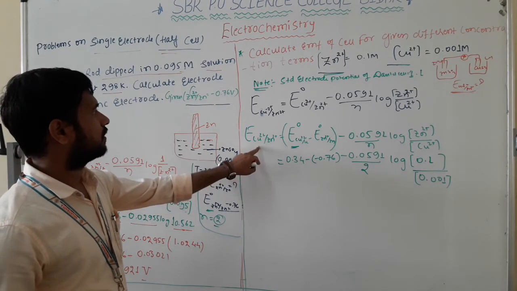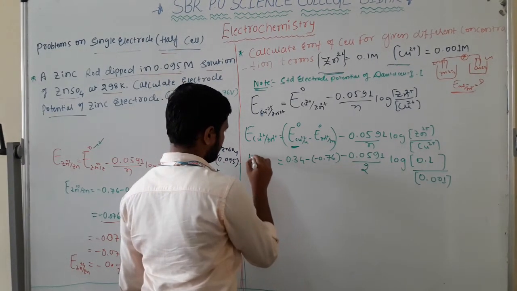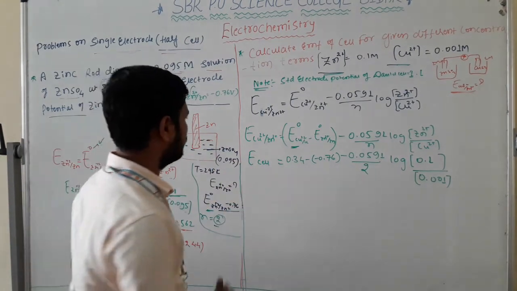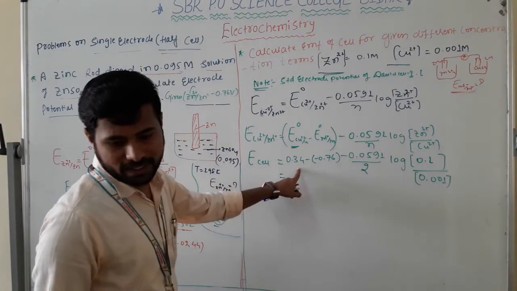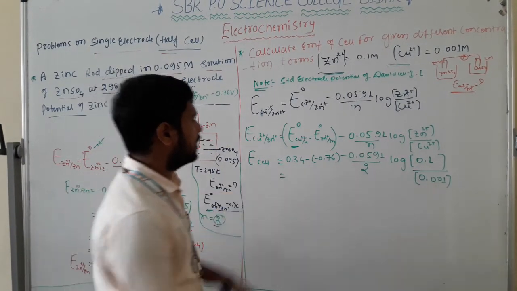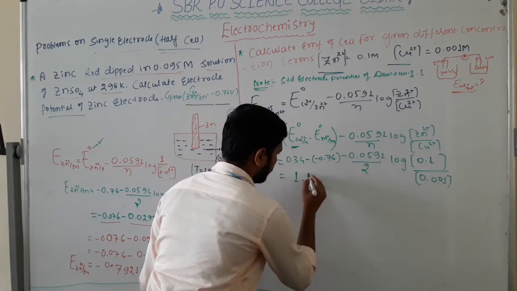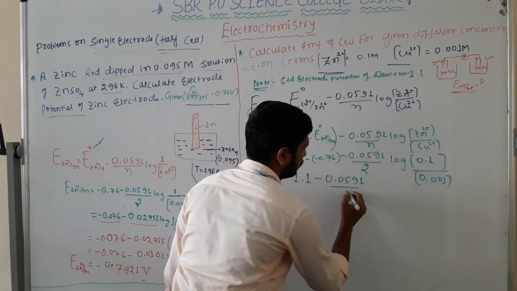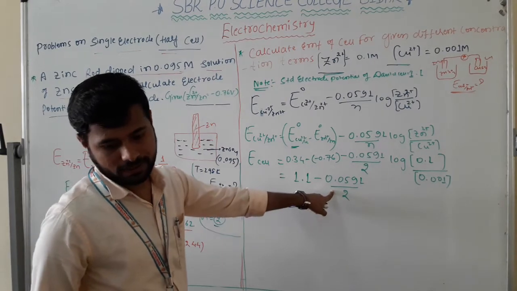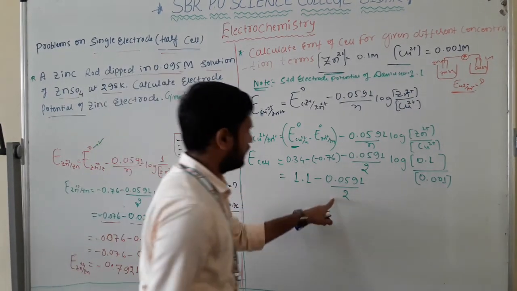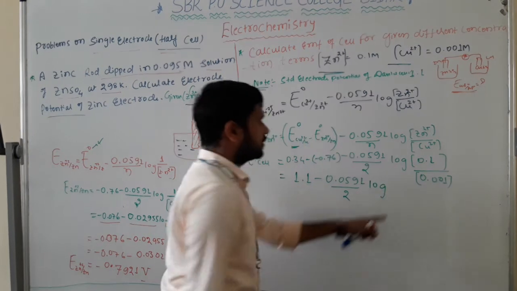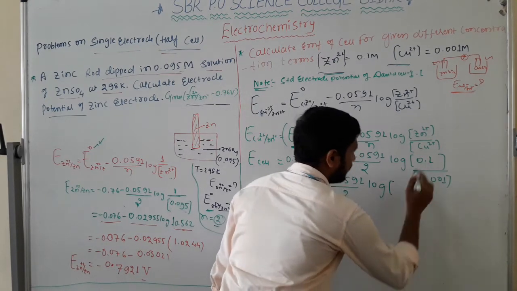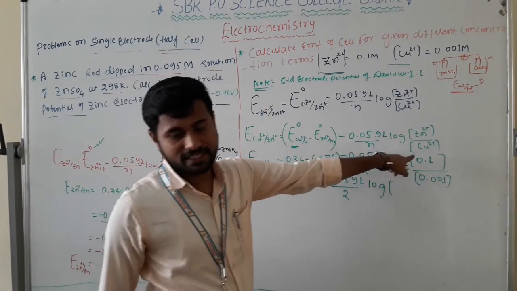Now I have everything, and I have to calculate the E cell. This consists of two half cells, the copper and zinc electrodes, and there is no difficulty in that. Now look: minus into minus is positive, that is 1.1, minus 0.0591 divided by 2. What is the value of this log? Take log of 0.1 divided by 0.001. I can write 0.1 as 10 power minus 1.